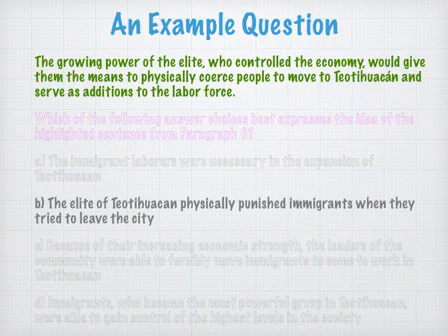B. The elite of Teotihuacan physically punished immigrants when they tried to leave the city. With this particular answer, we have this misrepresented piece of information: leaving the city. They were coercing people to move to Teotihuacan, and then they wanted them to be added to the labor force. They didn't want people to go, obviously, but there's no actual evidence that the powerful elite of Teotihuacan physically punished anybody, and there's no mention of anybody trying to leave the city.